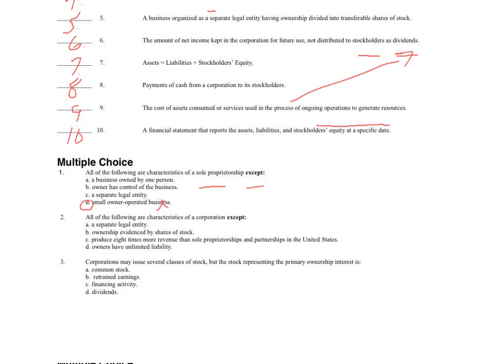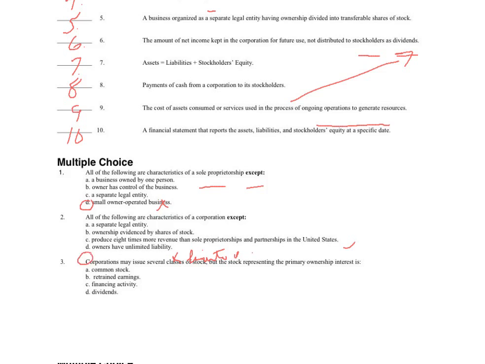All of the following are characteristics of a corporation except: a separate legal entity. That's what a corporation is. Ownership evidenced by shares of stock. That's what a corporation is. Produces 8 times more revenue than sole proprietor partnerships in the United States. That is also true. Owners have unlimited liabilities. They'd have limited liabilities. That means that people who are owed money by the corporation cannot go after the owners of the corporation to make good on that debt.